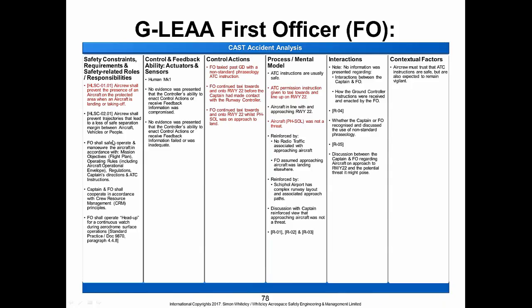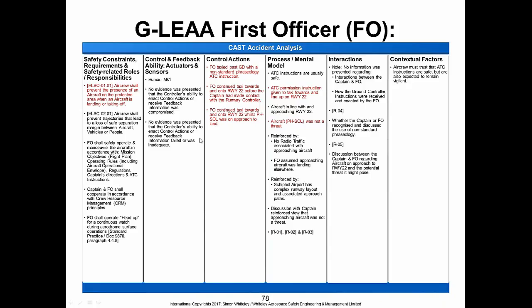But what's of particular interest here is the one safety constraint that was not enforced in this case. And that's high-level safety constraint 01. And I've added a suffix 01 as well because this is about the aircrew. So the aircrew shall prevent the presence of an aircraft on the protected area when an aircraft is landing or taking off. Now clearly that didn't happen on the day, so that's a not enforced safety constraint.